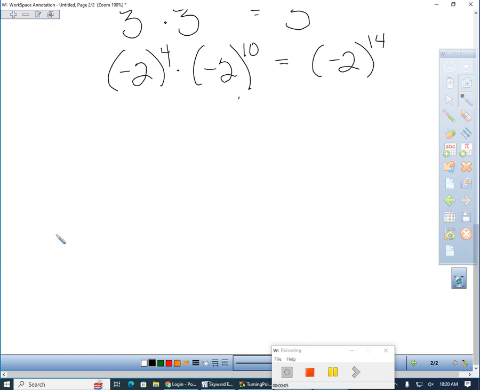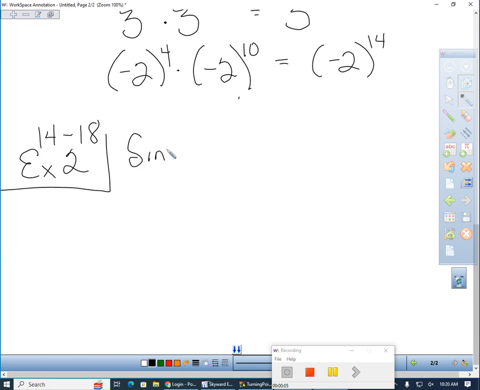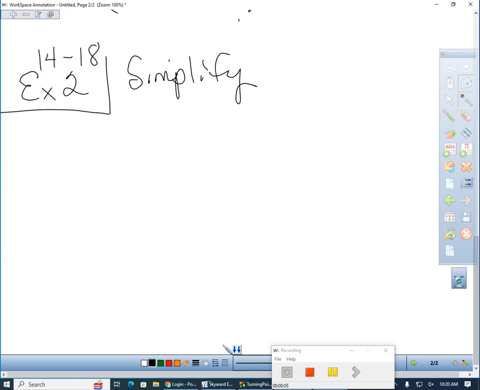Example 2. In the next section, this is 14 through 18. I'm going to ask you to simplify, which means you're going to simplify as far as you can, all right? So, for example, we'll start off easy. Let's say I have w to the 3rd times w to the 2nd. What do I get? W to the 5th. I keep the base, I add my exponents.